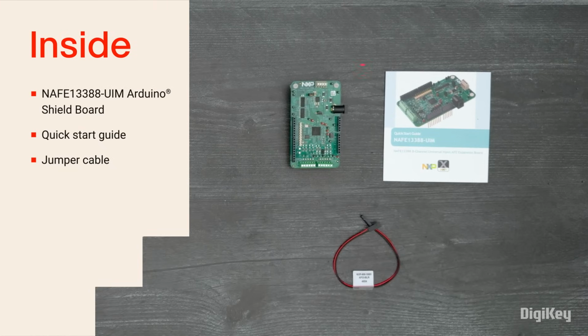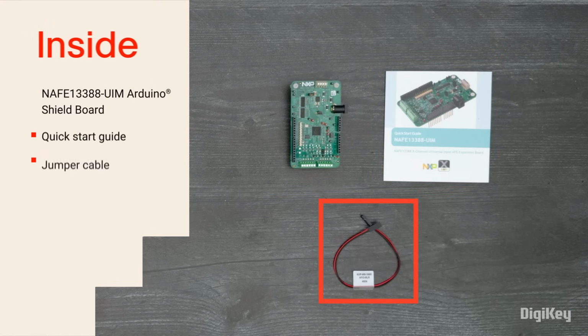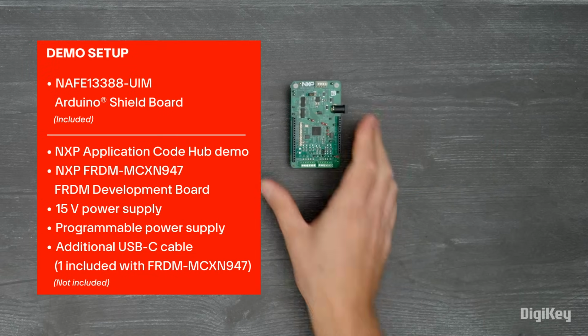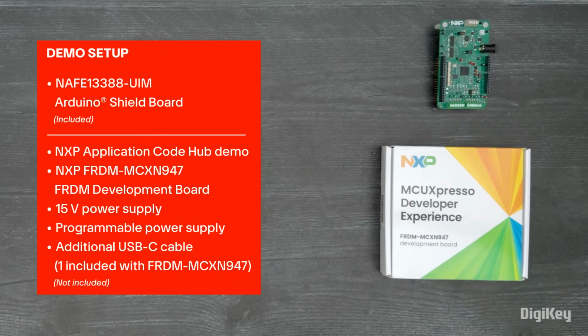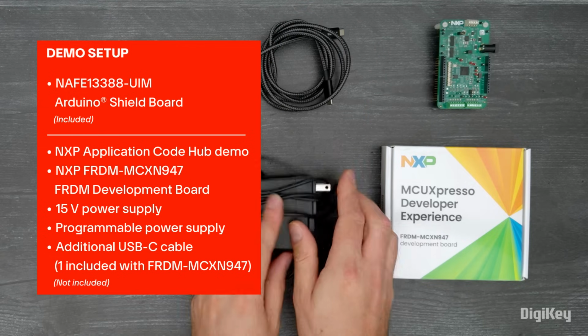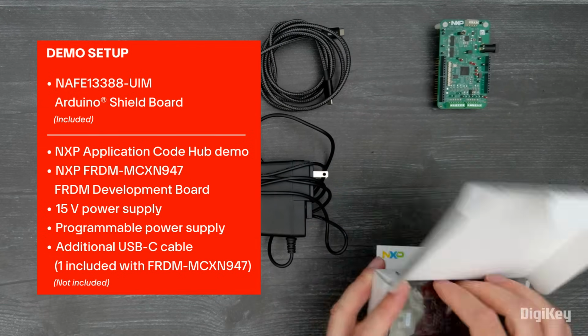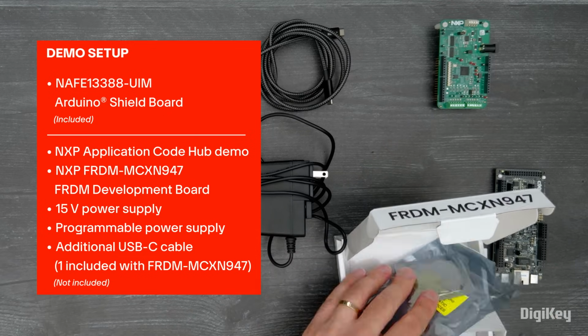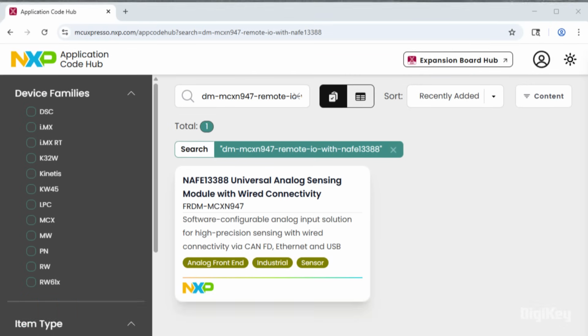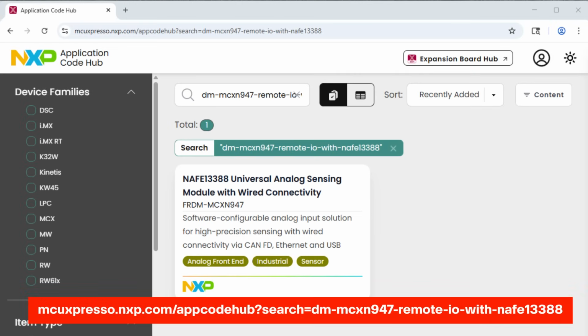Inside the box, you'll find the NAFE13388-UIM Arduino Shield Board, a quick start guide, and a jumper cable. In this demo, we're going to use the NAFE13388-UIM Shield Board with NXP's Freedom MCXN947 Freedom Development Board to run a demo that implements a simple DAQ system. The demo and its setup guide are available on NXP's Application Code Hub.